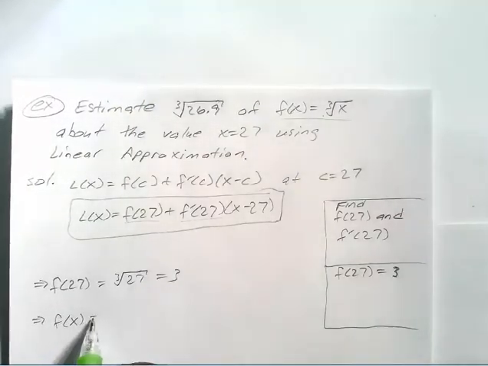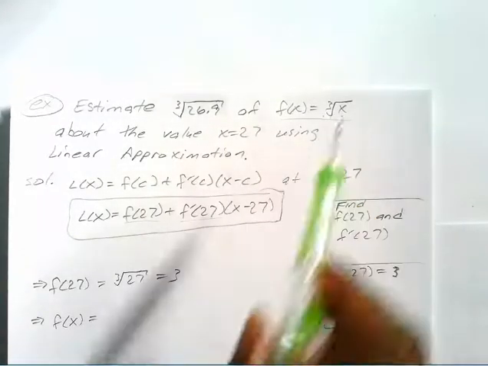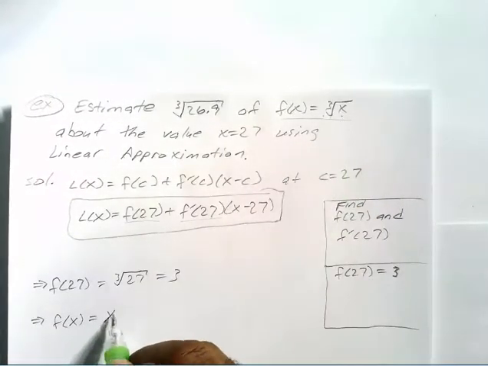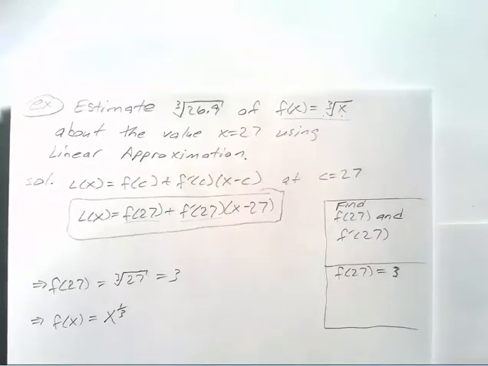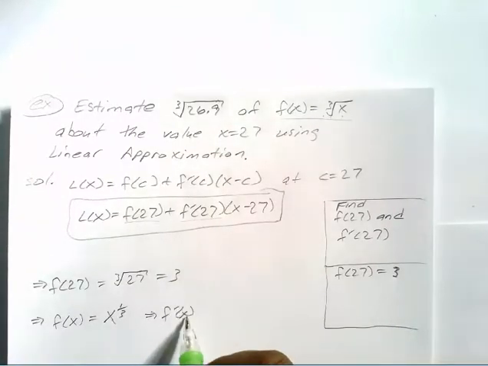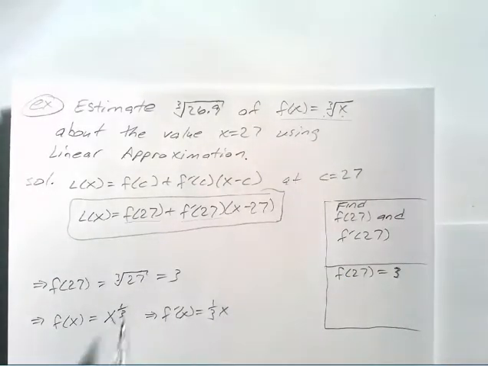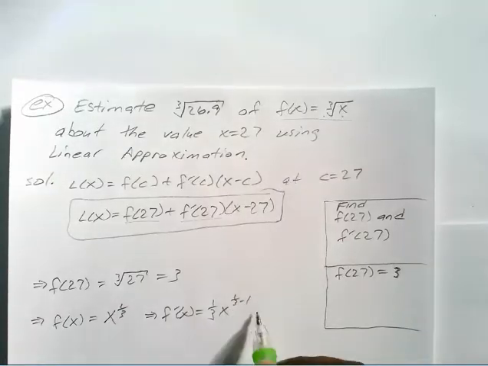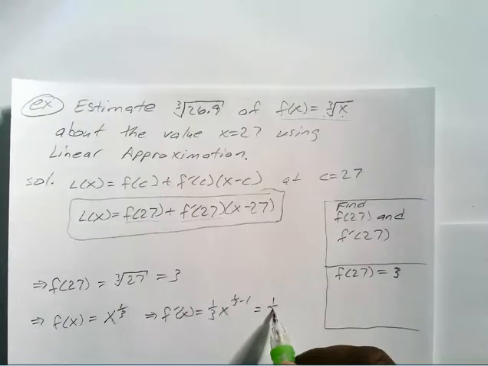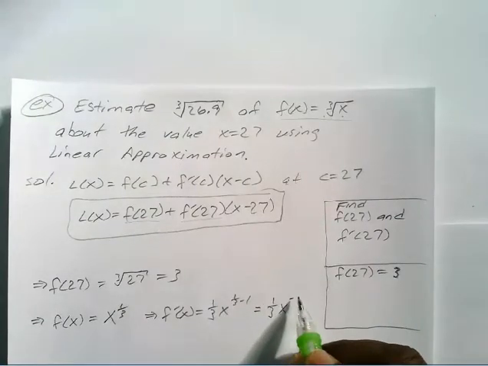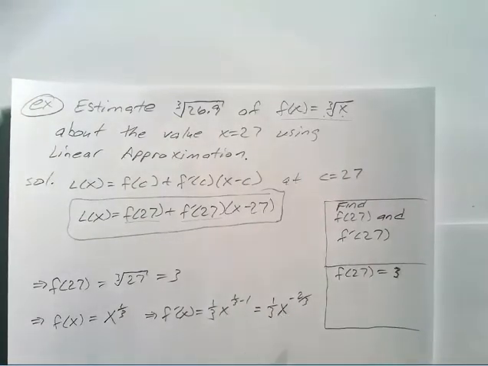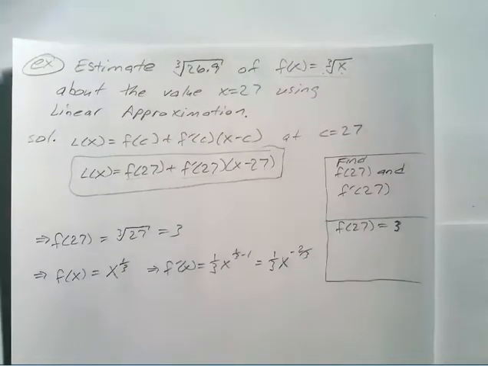To find the derivative, if f of x is equal to the cube root of x, we're going to rewrite that as x to the 1/3 power. So the derivative, f prime of x, is equal to 1/3 x to the 1/3 minus 1, which is equal to 1/3 times x to the negative 2/3 power.